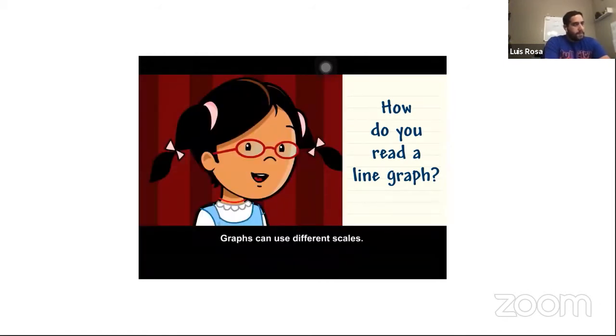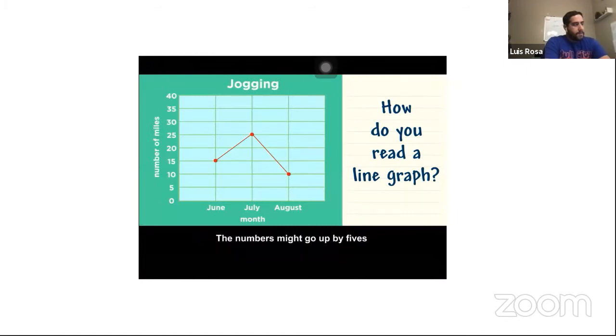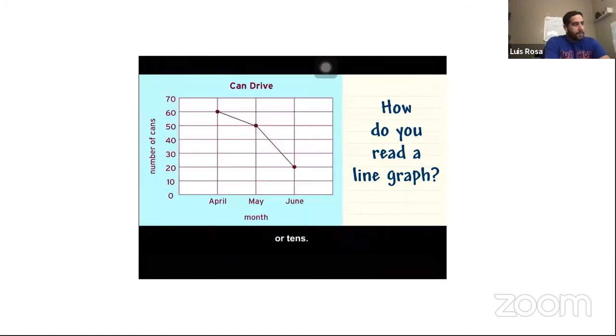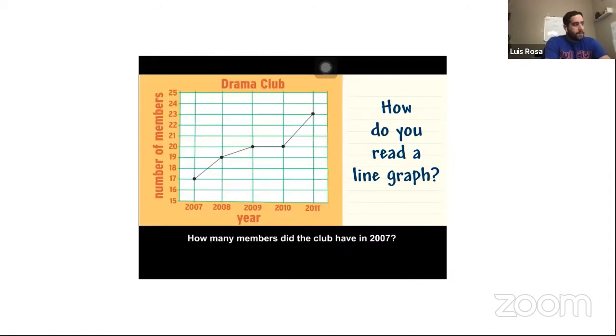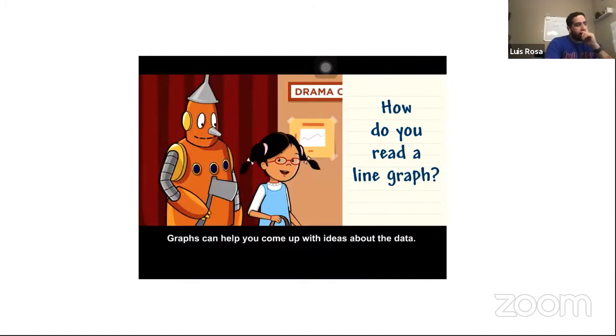Graphs can use different scales. The numbers might go up by 5s or 10s, so it's important to look carefully. How many members did the club have in 2007? Look for the year on the x-axis. Then go up to the point and see where it lines up along the y-axis. There were 17 members. How many members were there in 2009? There were 20 members. Graphs can help you come up with ideas about the data.